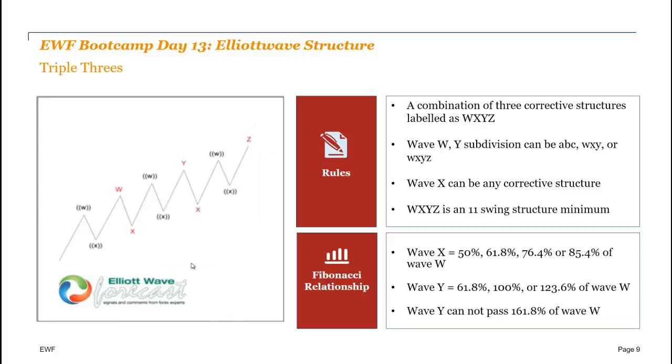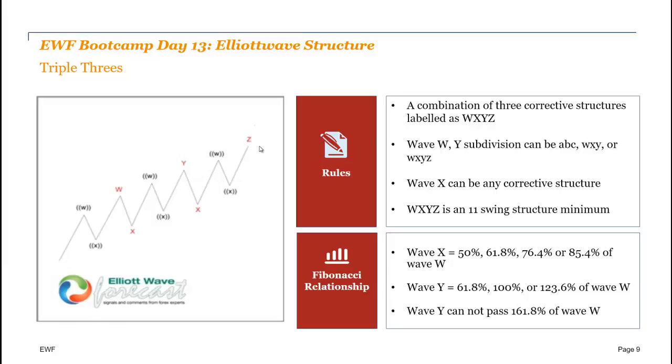Now lastly, this is a triple three. Now think about the triple three as similar to a double three. It is a combination of 3 corrective structures, and this is the most simple form, okay? Because otherwise, this can be any combination of corrective structures. We can see this is labeled as WXYZ. We can see it from this low here. We have W in red, X, Y, X, Z.